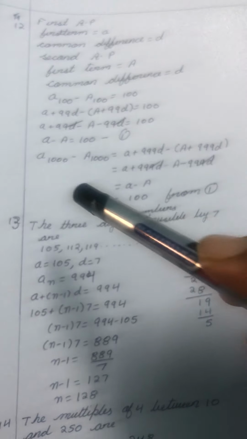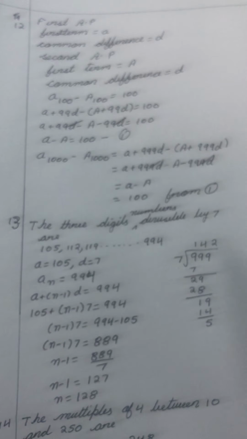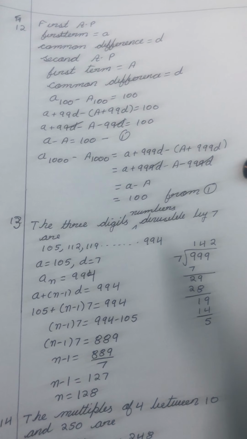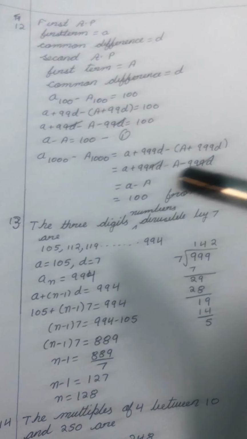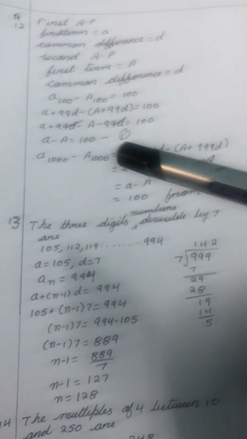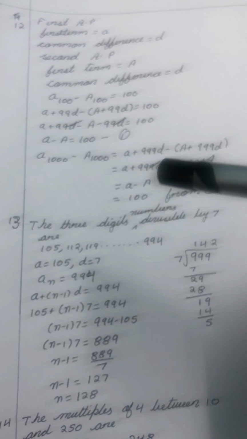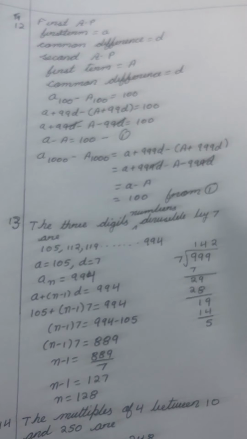Now we want to find the difference between their 1000th terms. So a1000 minus A1000 equals a plus 999d minus A plus 999d. Open the bracket, this and this get cancelled. A minus a, and we know the value of a minus A is 100 from equation 1 that we have substituted. So the difference between the 1000th terms is also 100.